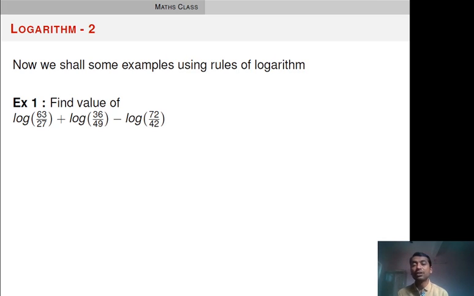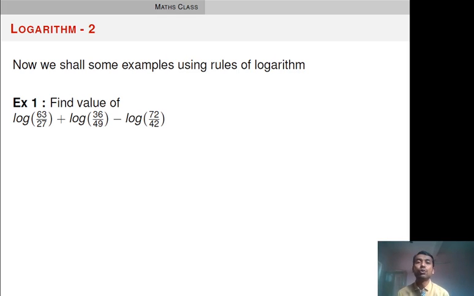Before we proceed to solve the example, you can observe that all three log functions do not have a base. The base is not mentioned anywhere. So by default, the base is e. As we have seen in our first lecture, whenever the base is not given, the base is considered to be e. It means that all three functions have the same base.